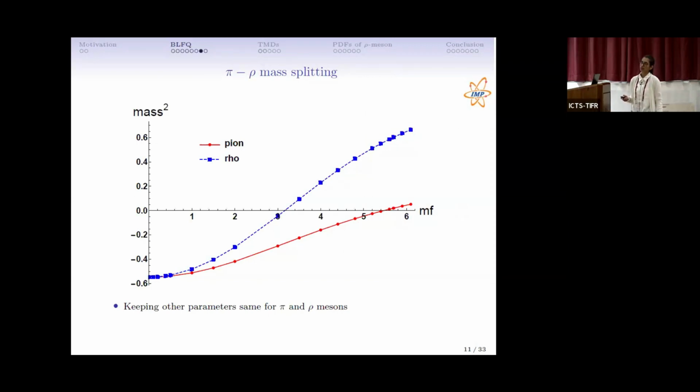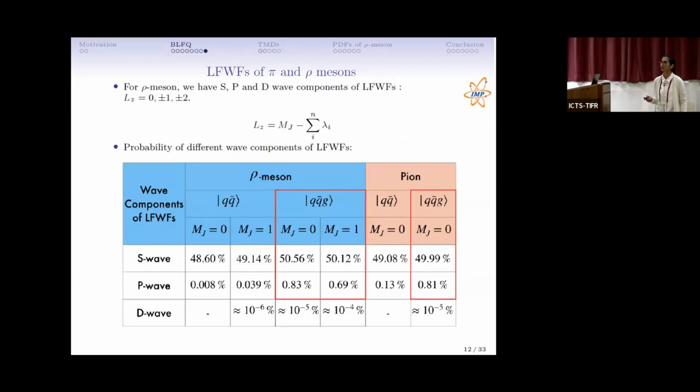Also, another remarkable thing is that we could achieve the hyperfine splitting between the pi and rho meson. This MF here is the effective parameter. By keeping all the other parameters the same for pi and rho, we could achieve this mass splitting solely from this phenomenological parameter. So we have now produced the light front wave functions.